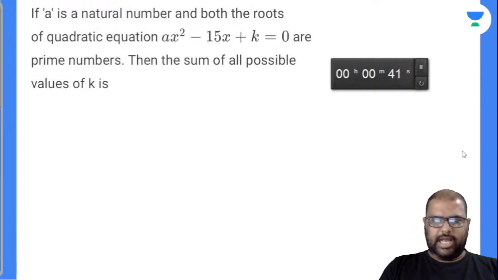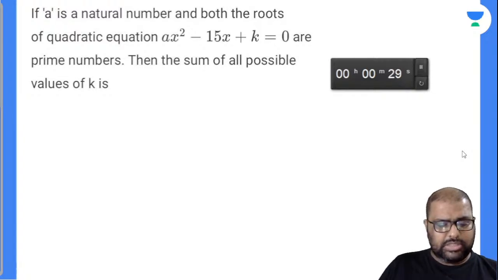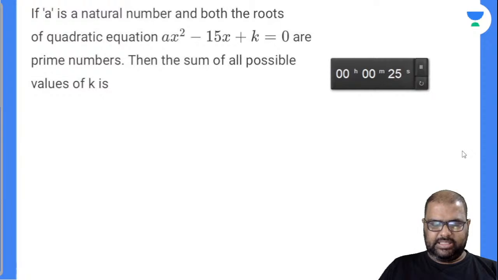If a is a natural number and both the roots of the quadratic equation ax square minus 15x plus k is equal to 0 are prime numbers. So roots are prime numbers, it seems. Then the sum of all possible values of k is the question asked.